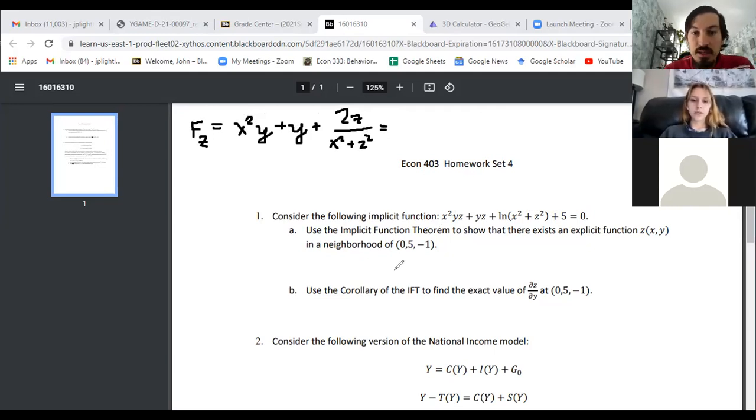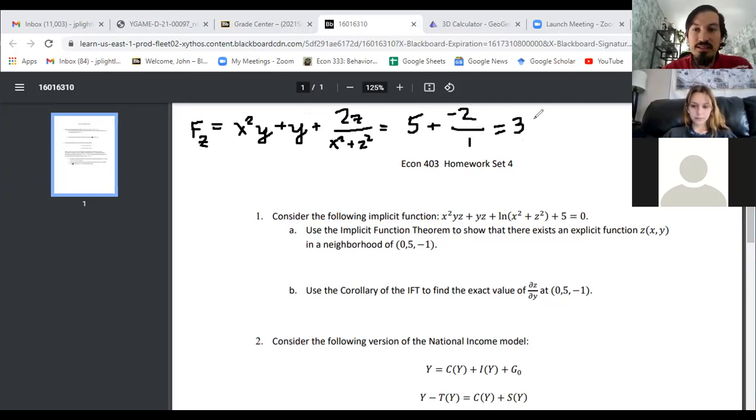Then you plug in x equals 0. That means this term goes away. y equals 5, so there's a 5 there, plus 2z over x squared plus z squared. z is -1, so it's -2 over, x squared is 0, z squared is 1, so it's 1. It's 5 minus 2. I think the answer is 3. You guys get 3 for F_z? And that's enough for part A.